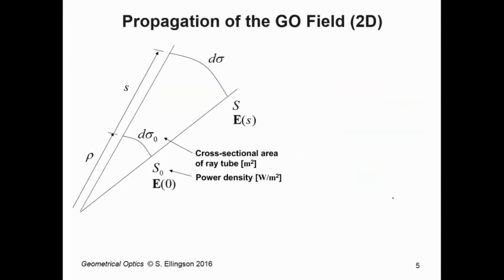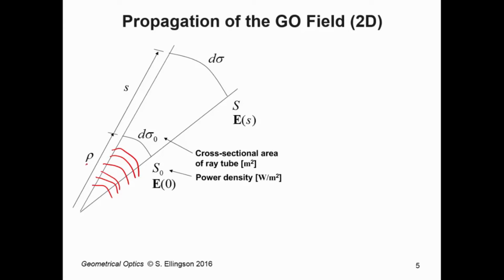Okay, propagation of the geo field. Here it is in 2 dimensions. Now in this picture, what I'm showing is some geo field radiating out this way. It's a 2-dimensional problem, so you can either think of this as being flatland or you can think of this as being a cylindrical scenario. They're the same result in this case.